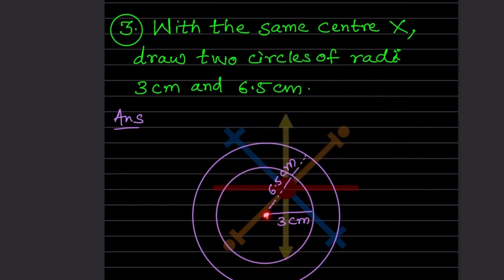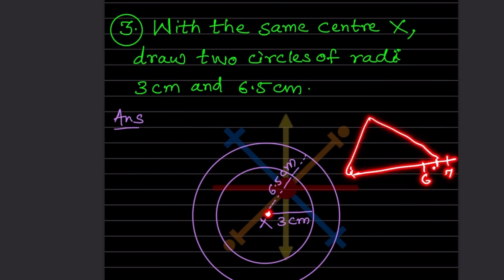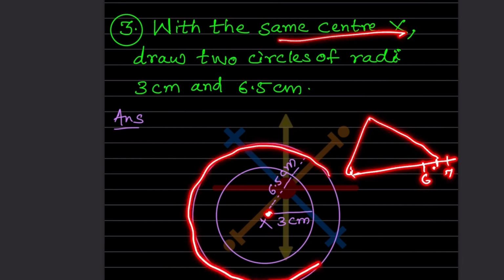And again, taking the same center point, this is X, we'll call it X. You will take again on the scale the 6.5 centimeter, that will be in between 6 and 7. So along with the compass, again you are going to put it over here. Again you are going to consider the center as the same, this is the same center X, and then you are going to draw the second circle. This is of 6.5 centimeter.